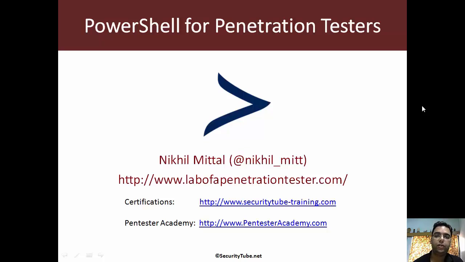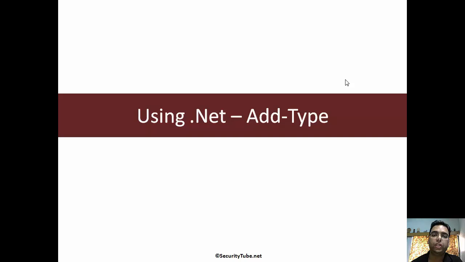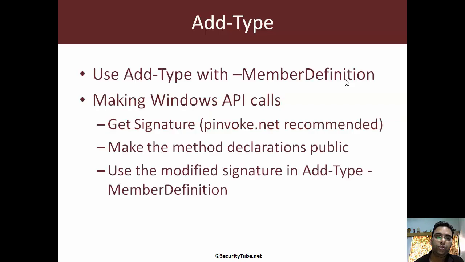In this video, let's wrap up our discussion on using .NET types in PowerShell. Today, we will see how to make Windows API calls in PowerShell with the help of the Add-Type cmdlet. To make Windows API calls, we will stick to the following steps without going into the low-level details yet.